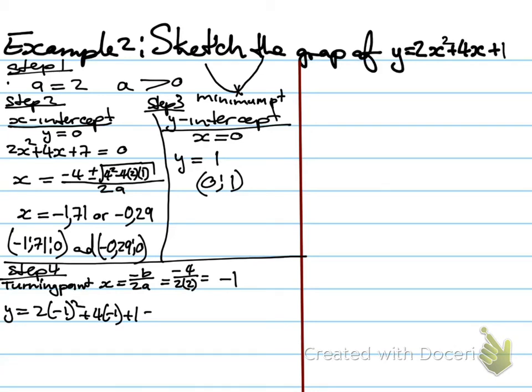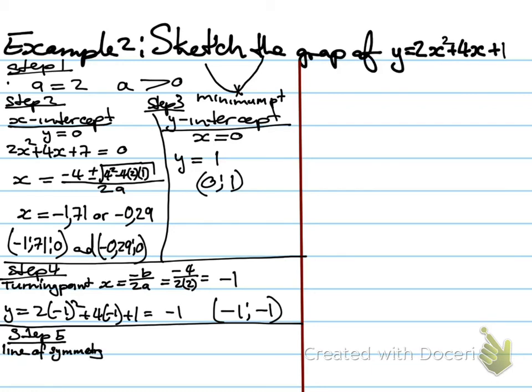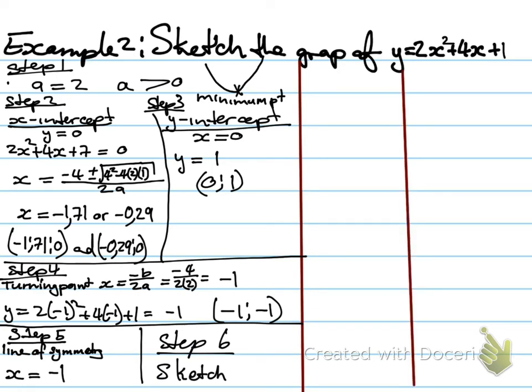And then we substitute into the equation to find the value of y. Our y is going to be negative 1. So our turning point is negative 1 and negative 1. And then step number 5, line of symmetry. Our line of symmetry, remember, is the x-coordinate of the turning point.